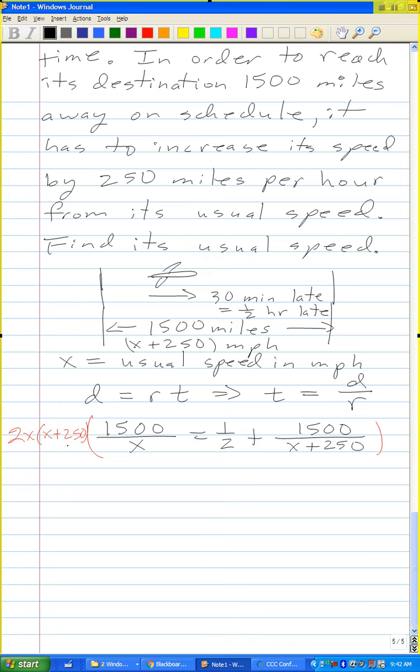And so the x's cancel. And so I have 2 times 1,500, 3,000, times x plus 250 equals, the 2's cancel, so I have x times x plus 250 plus, well, the x plus 250's cancel. So I have 2 times 2x times 1,500 is 3,000x. Okay, so let me multiply x inside the parentheses.